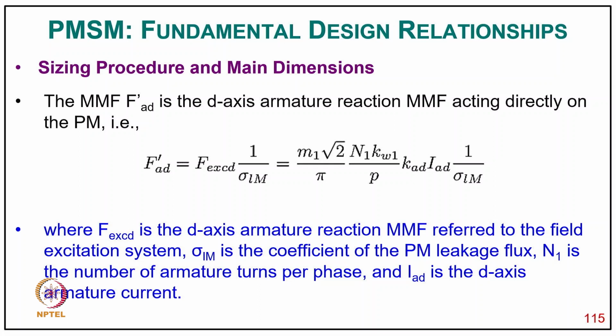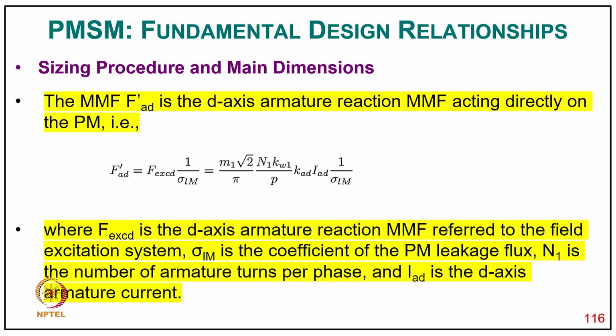So F AD dash is the direct d-axis armature reaction F acting directly on the PM. F AD dash equal to F Exc d, 1 upon sigma LM, equal to M1 root 2 upon pi, N1 Kw1 upon p, Kad IAd, 1 upon sigma LM, where F Exc d is the direct axis armature reaction referred to the field excitation system, and sigma LM is the coefficient of permanent magnet leakage flux, N1 is the number of armature turns per phase, and IAd is the direct axis armature current.